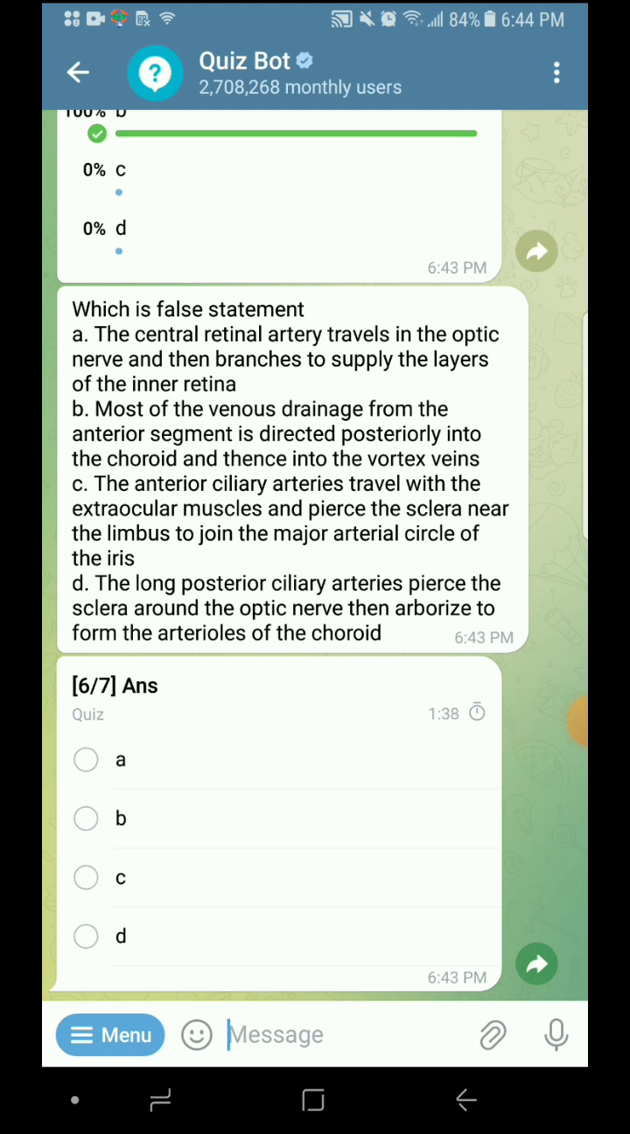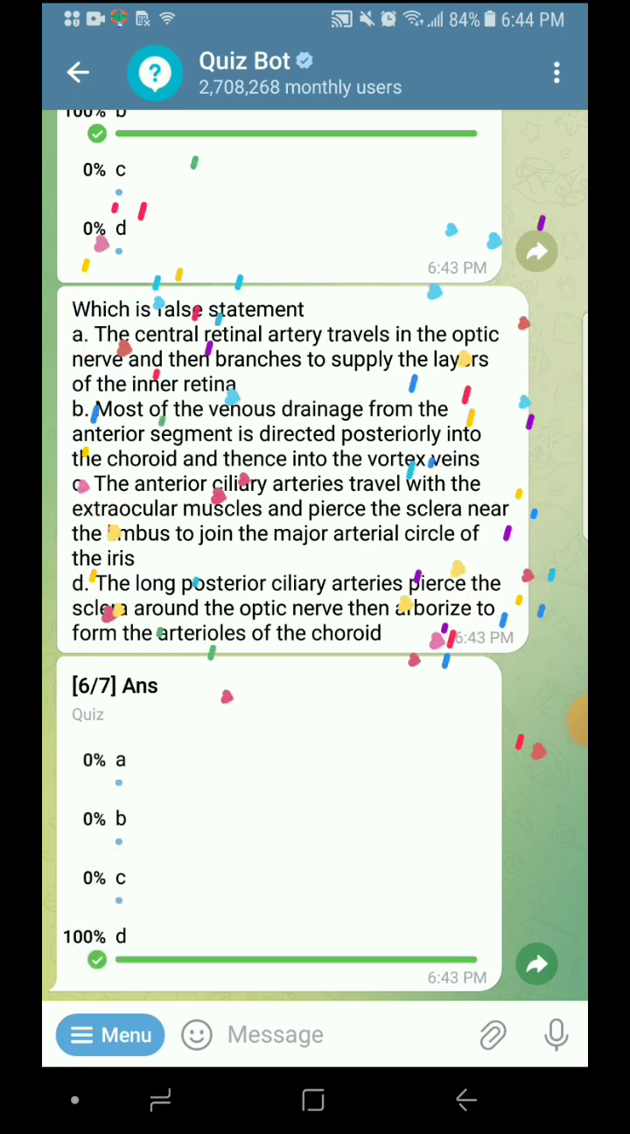The long posterior ciliary artery pierces the sclera around the optic nerve and forms the circle of Zinn-Haller. No. The short posterior ciliary arteries pierce the sclera around the optic nerve. The Zinn-Haller anastomosis is formed by the short posterior ciliary arteries, which are 15 to 20 in number. Some books mention 6 to 10, but 15 to 20 in number. They form anastomosis among themselves, known as the Zinn-Haller anastomosis, which supplies around the optic disc, around the optic nerve, and ultimately the choroid also. So D is the wrong statement.